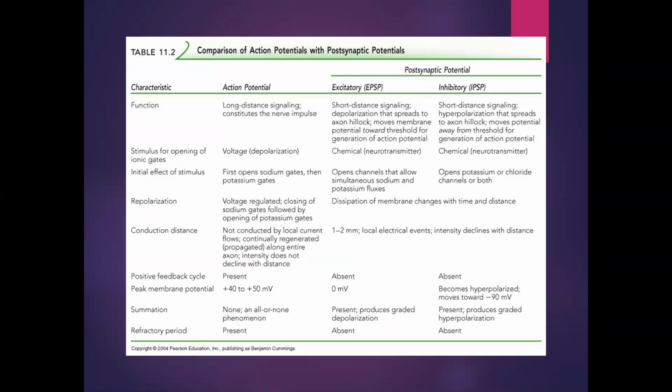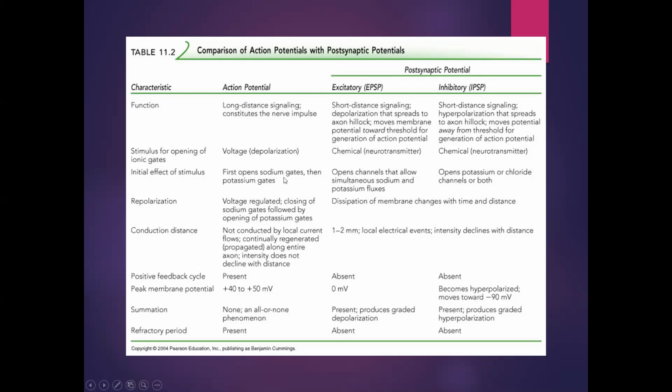Okay, and then an IPSP: short distance signaling, hyperpolarization that spreads to the axon hillock, moves the potential away from threshold generation of an action potential. Okay, what causes an action potential? It's a voltage gated channel, whereas EPSPs and IPSPs are the chemically gated channels.